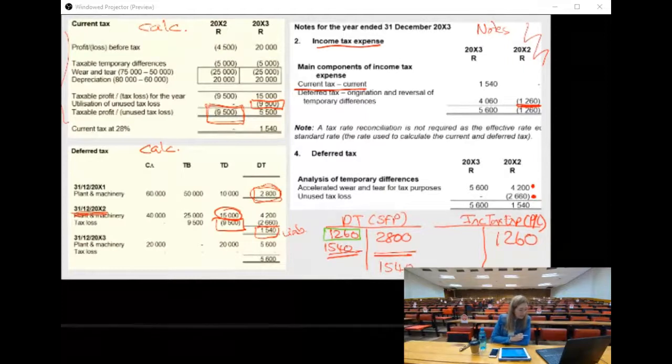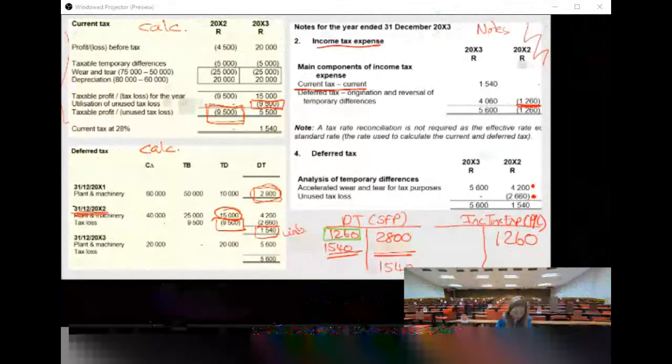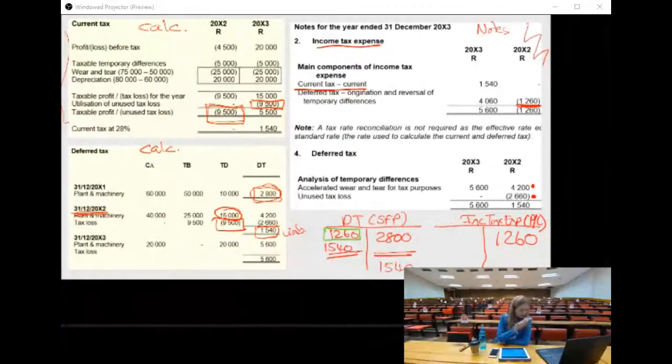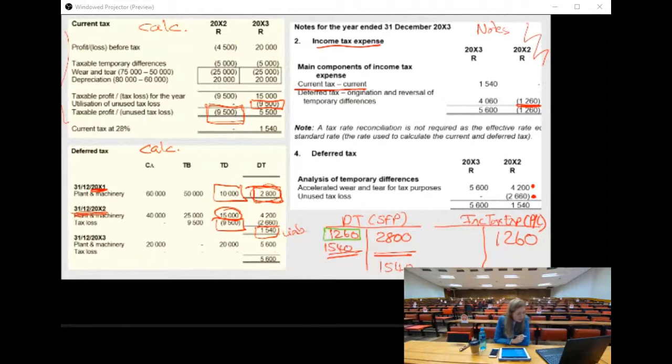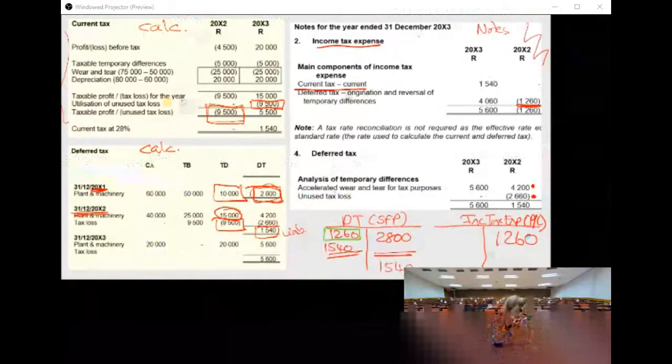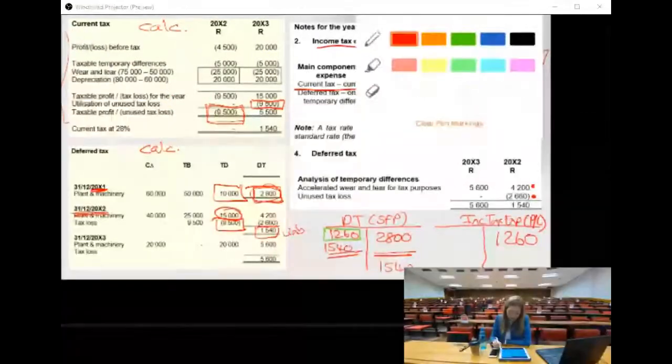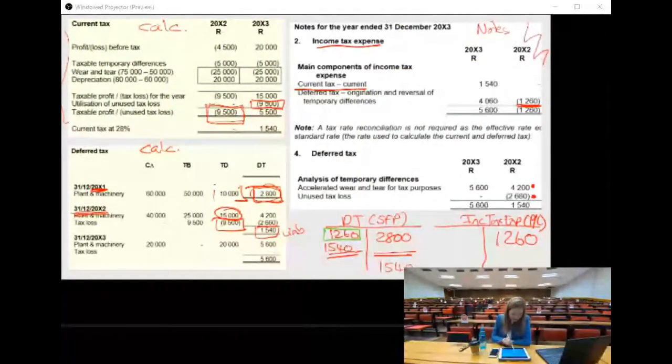How would you explain the movement in the unused tax loss from temporary difference, no. But 20X1, our temporary differences weren't 0. We had 10,000 temporary difference. That's our opening balance for X2. Oh, okay. I see what you mean. Okay. So the question that Ms. Swanepoel is asking over there is, okay, let me just clean everything.